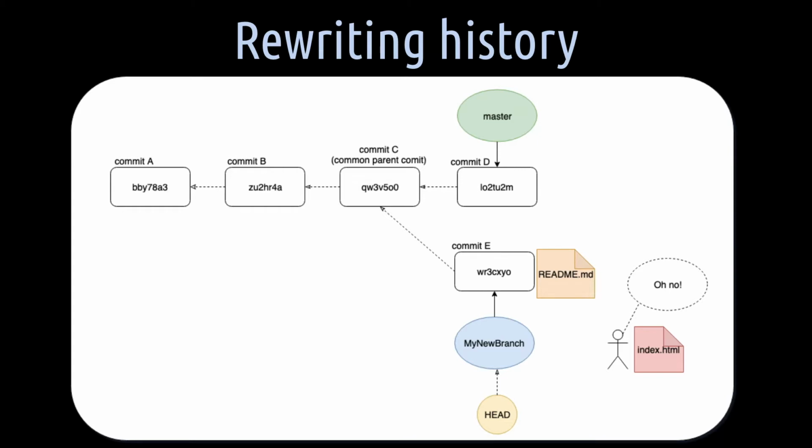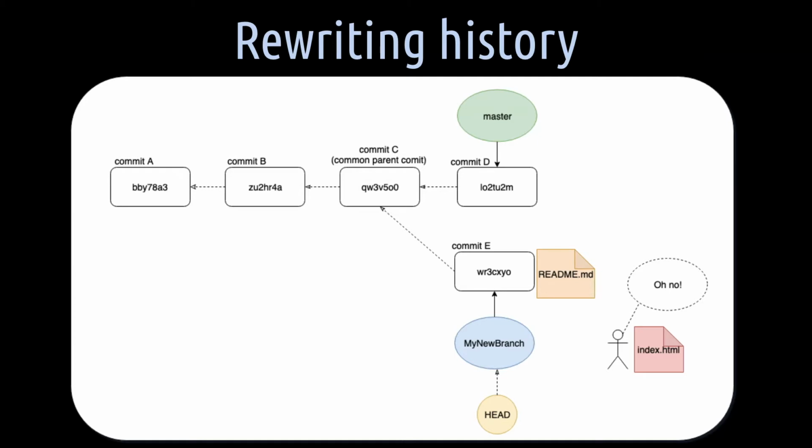Let's say we have just made a commit E with a README file in it on our MyNewBranch, and notice that we have forgotten to add the index.html file to it. I know we just could simply add a new commit, but we don't want to. How can we still add this file to the commit E?